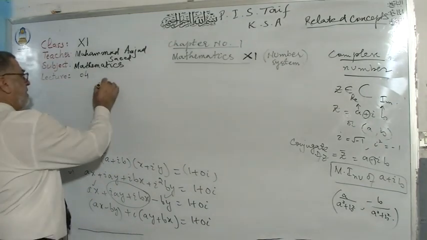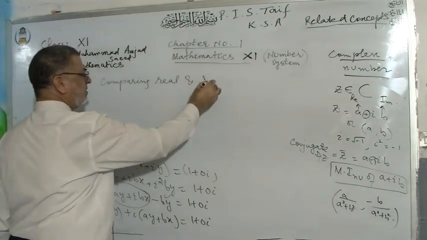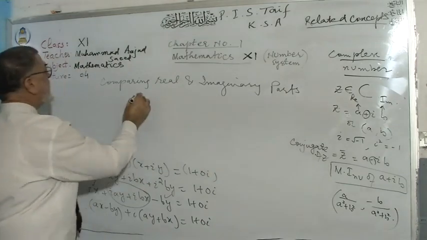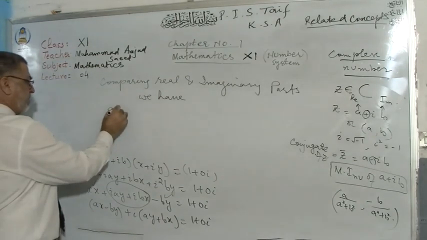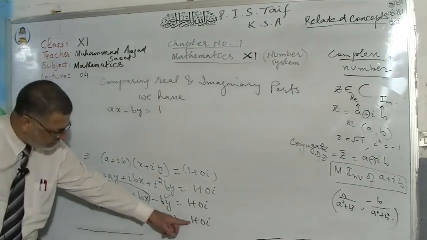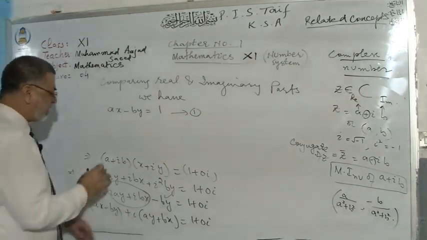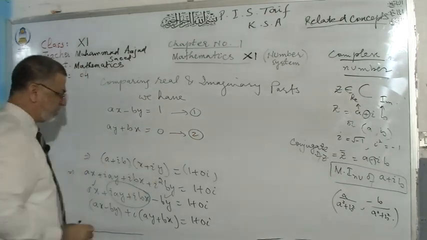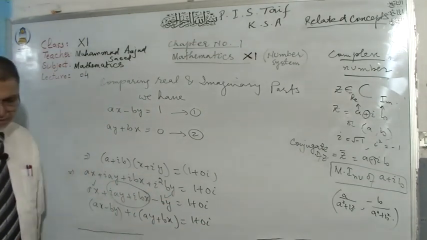Here, comparing real and imaginary parts, we have ax minus by is equal to 1. Real is equal to real. That is your equation number 1. And imaginary is equal to imaginary, ay plus bx is equal to 0, equation 2. Remember that in case of imaginary, don't write down iota. Iota from both sides cancels out.